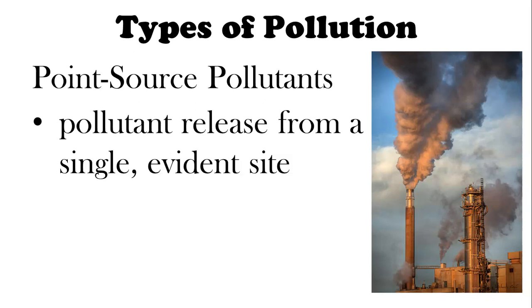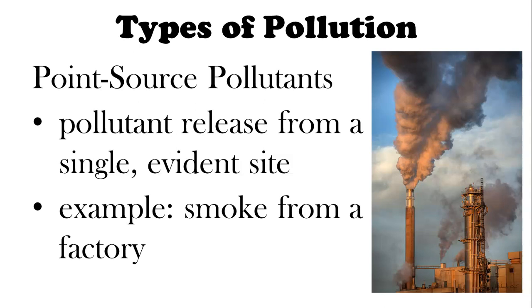You can also divide pollutants into point source and non-point source. Point source pollutants are the release of pollutants from a single, clearly identifiable site. For example, smoke that comes from a factory. These type of pollutants are usually easier to manage because it can be found easily. You can look up and see right there who's polluting.